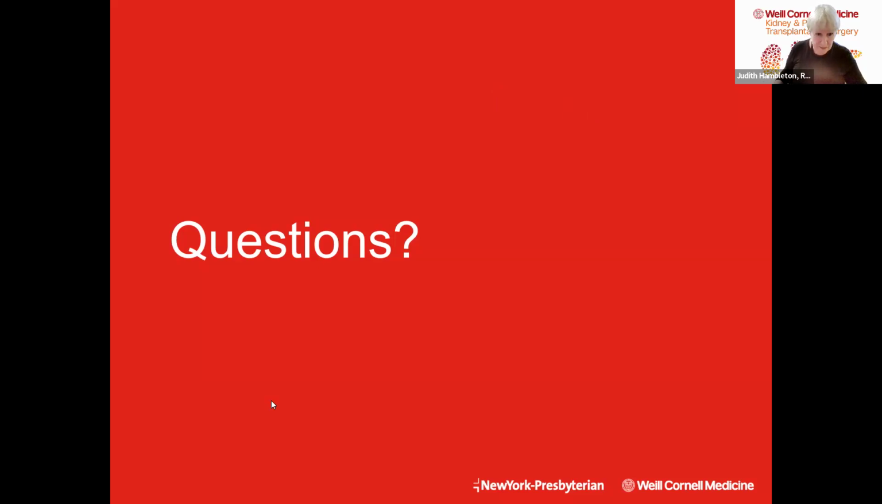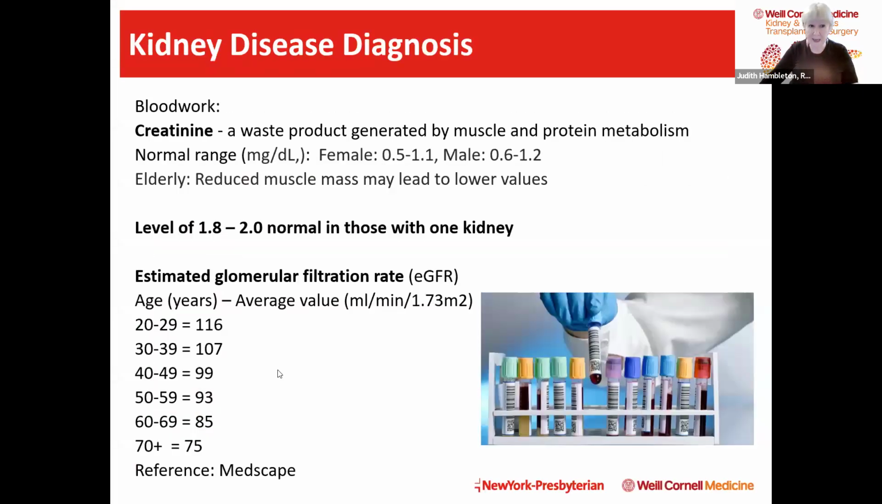So let's move right along here. So let's talk a little bit about kidney diagnosis. So we basically know what kidney disease is and what the symptoms are, but how do we determine that's what you have? Well, the first test, I think, is very easy. It's a blood test, and it's a level called creatinine level. And what the creatinine is, this is a measure of waste product that is generated by both muscle and protein metabolism. And there are normal ranges.